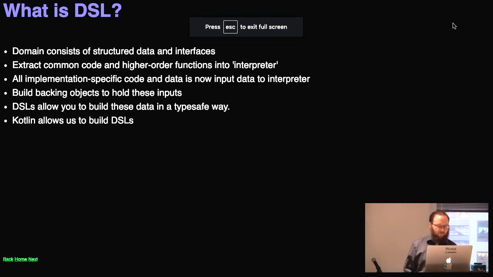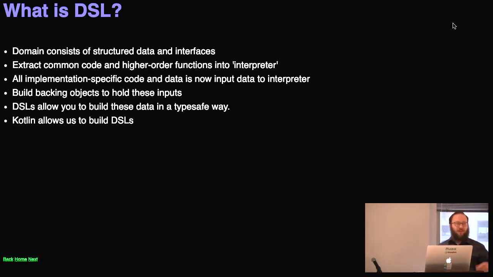All right, first let's talk about what is a DSL. Now this definition is by no means academic or official or from the dictionary, but this is just my understanding of what a DSL is in the context of Kotlin. It stands for domain-specific language, and your domain basically consists of structured data as well as interfaces.